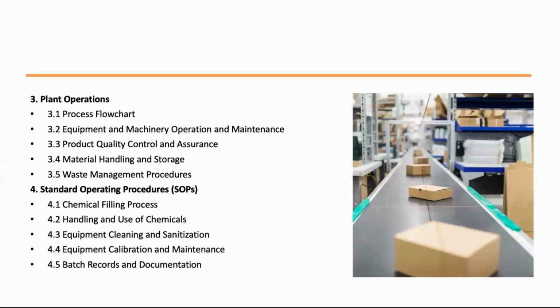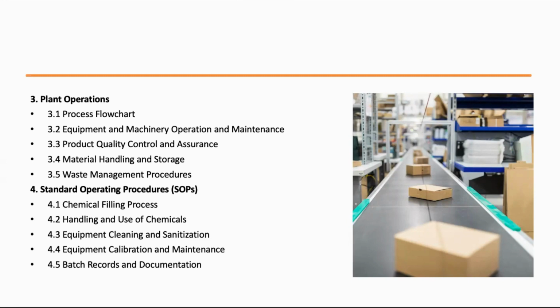Coming on to part 3, that is the plant operations. Here you will briefly explain the organizational structure of your plant. In 3.1, you will explain the process flow chart, that is, how your process works in your organization. In 3.2, your equipment and machinery operation and maintenance. 3.3, product quality control and assurance. 3.4, material handling and storage. 3.5, waste management procedures. These details you will have to mention in these sections regarding your existing plant.